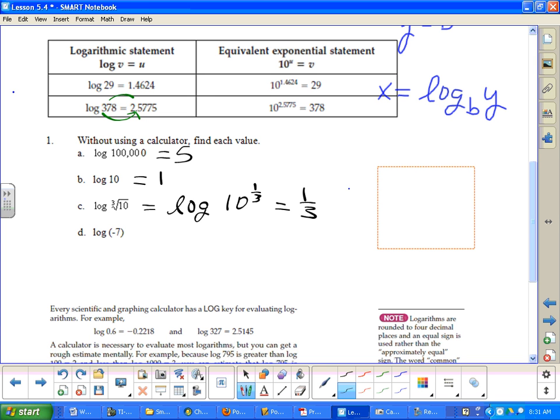Okay, what about letter D? Why not, Eleni? Cannot take the log of a negative number. So there's no solution to this part.